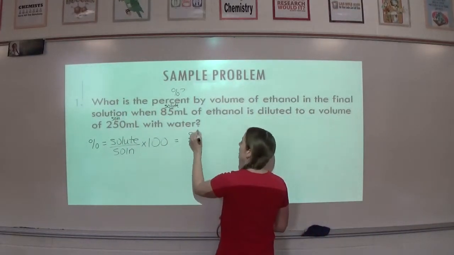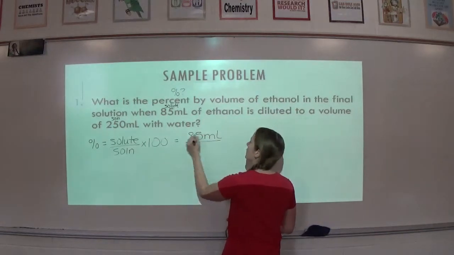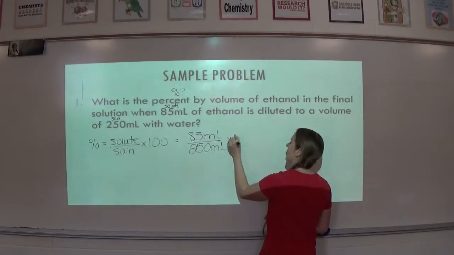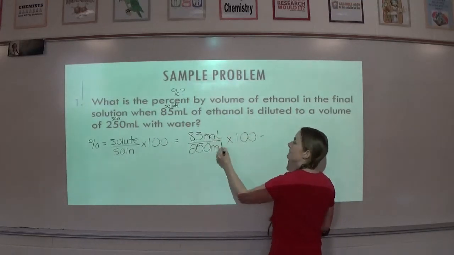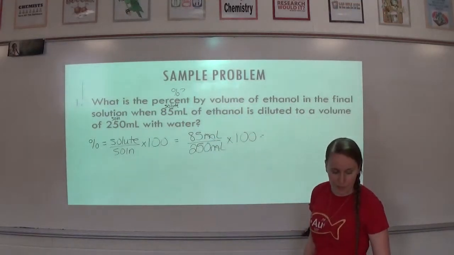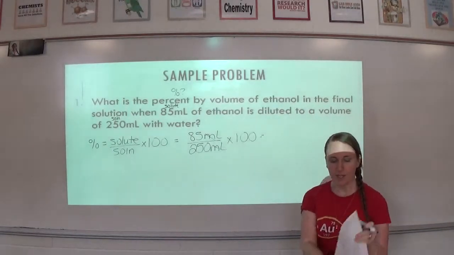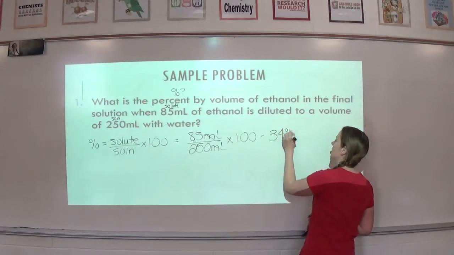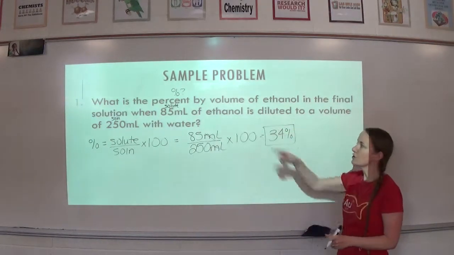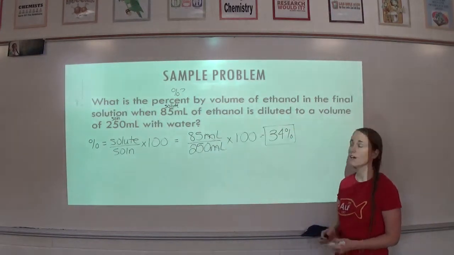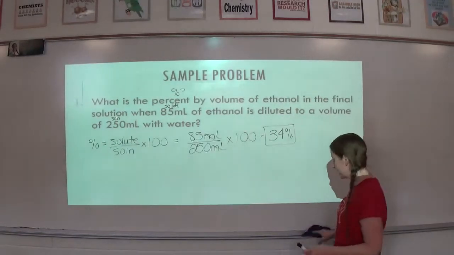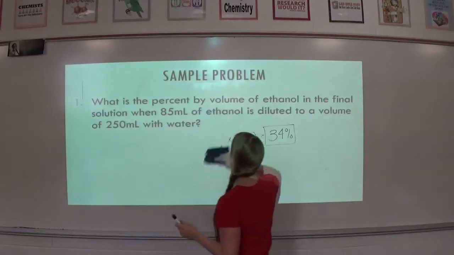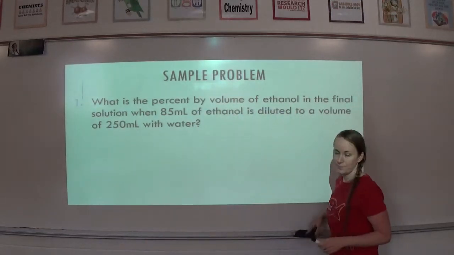So I'll plug in my 85 milliliters of my solute, which is my ethanol, over my 250 milliliters of my total solution times 100. And so those milliliters cancel. And so once I divide and multiply by 100, I got 34%. So that means 34% of my solution is ethanol, the rest of it is water. All right, so let's see if you can try some of these, because again, it's just easy, plug it in. Sometimes you may have to rearrange the formula though, so we got to be careful of that.